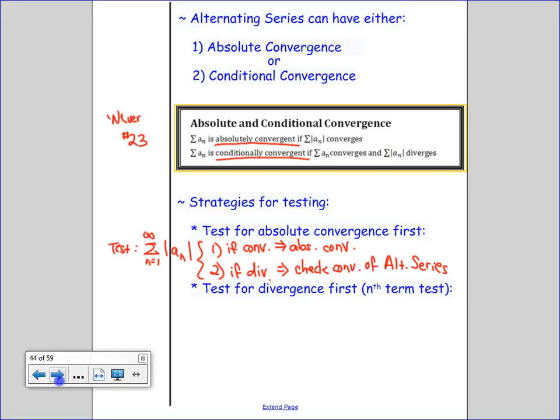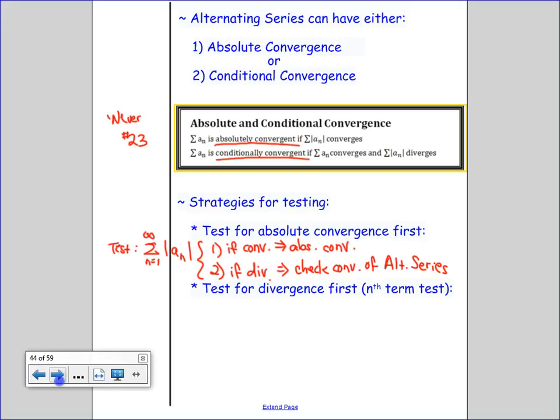So you can test the absolute value right away. And sometimes it'll be like you're done, but then sometimes you still have to check the alternating series anyway. And then the other strategy is like, well, sometimes it's not even going to work, so you should just always start by testing the alternating series, and that's what the other one is.